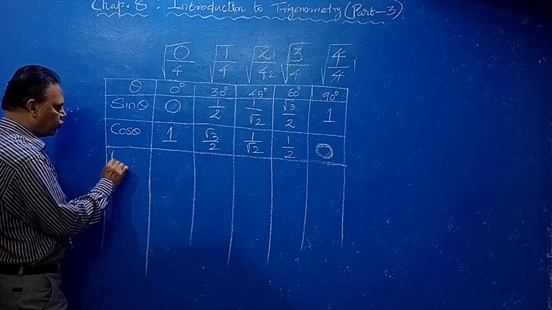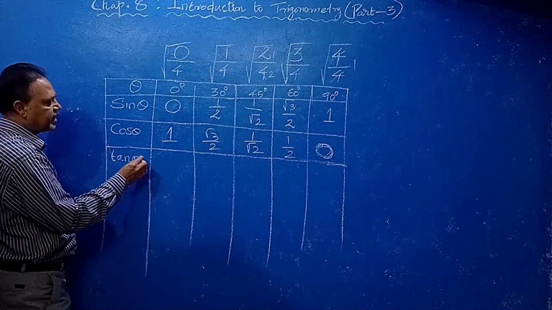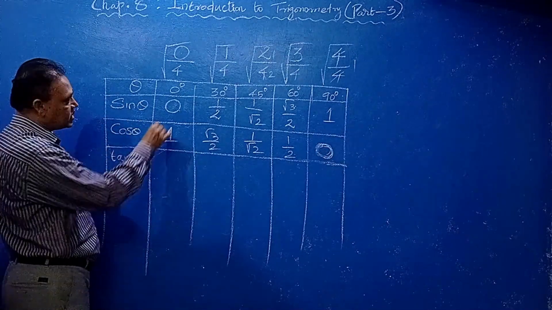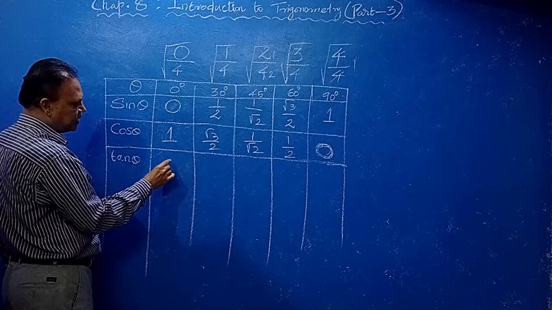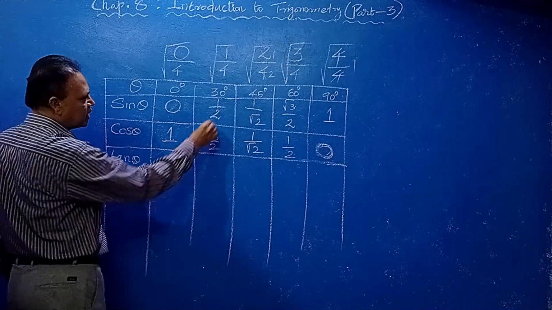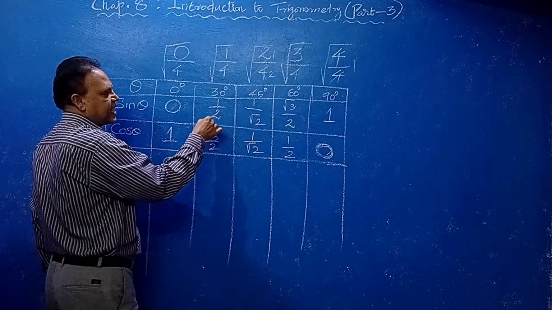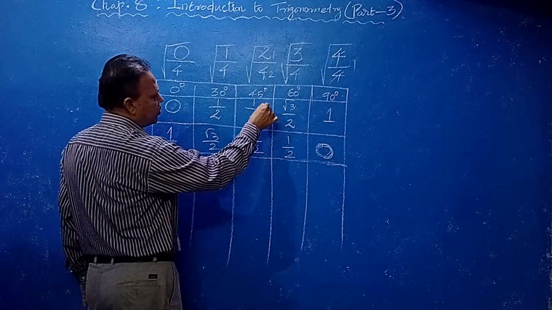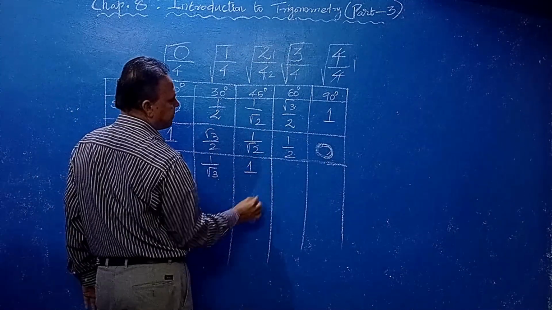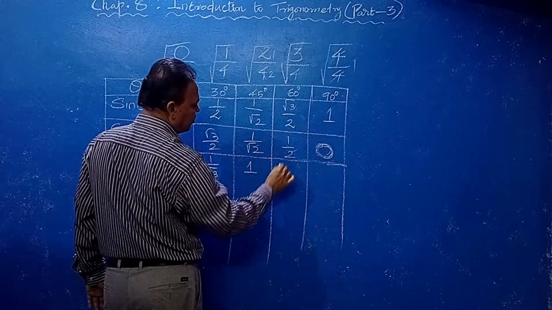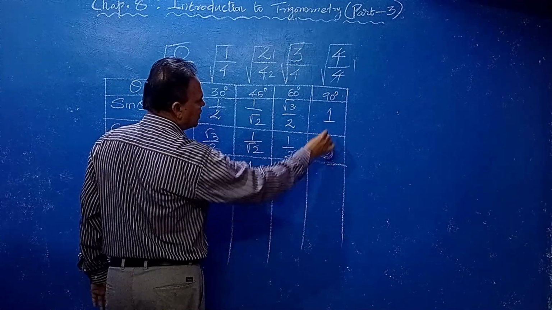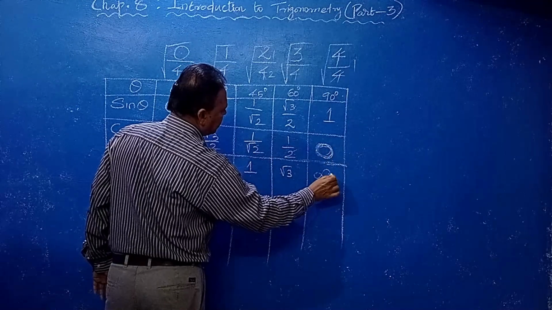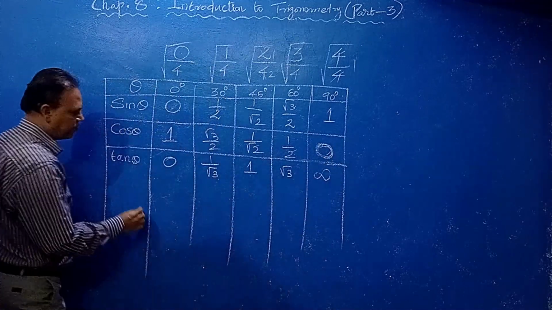Now tan theta, how will you do? Tan theta is nothing but, I told you, sin by cos. So just divide, means 0 by 1, 0. These two divide, denominator common, cancel, means 1 by root 3. These two cancel means 1. These two cancel means root 3 by 1 is root 3. 1 by 0 is not defined. Remember, always 1 by 0 is not defined.